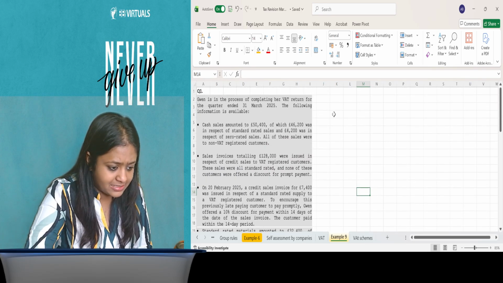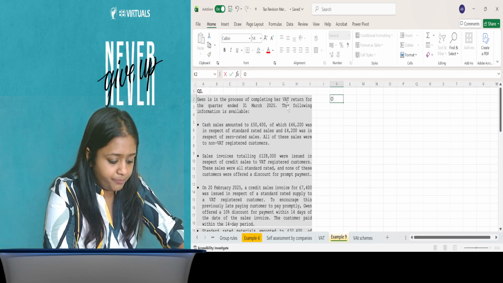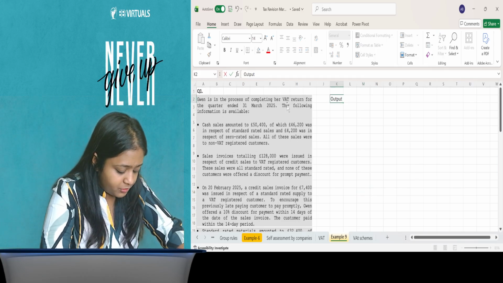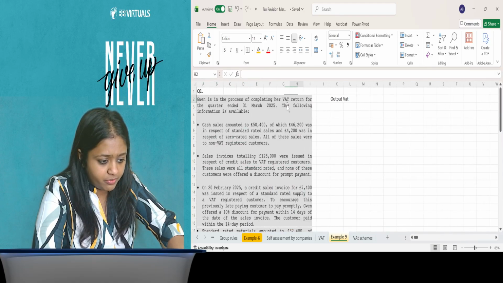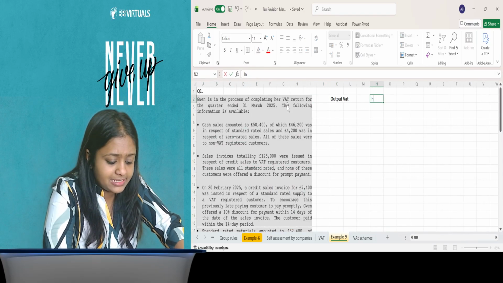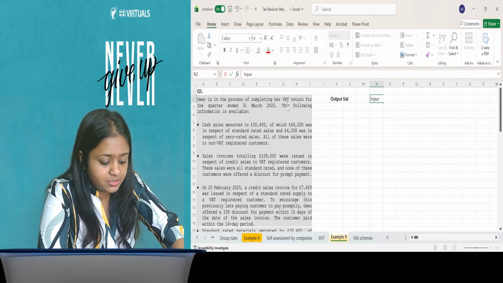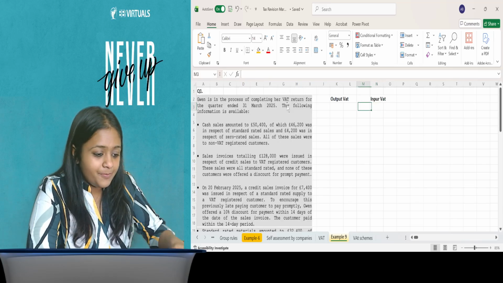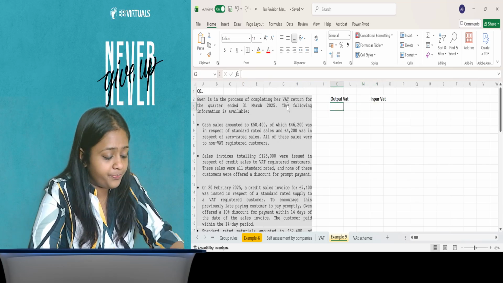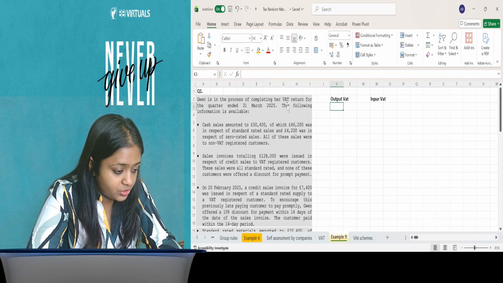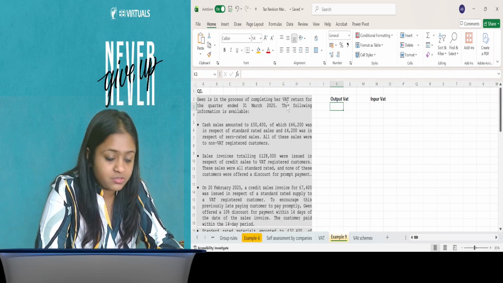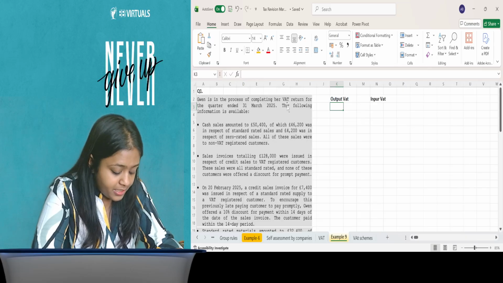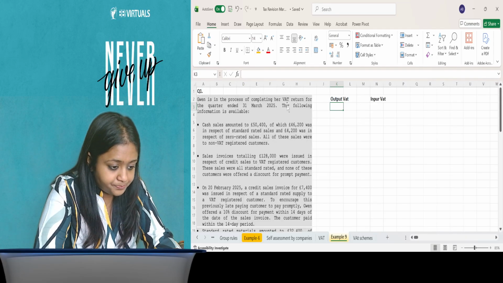So let's calculate output VAT on one side and then I will calculate input VAT. Okay, this is output VAT. My bad, sorry, and this is input VAT. Yes, all of you, second last question actually. Okay, so output VAT first. We have a cash sale which is given to you here, 50,400, of which 46,200 was in respect of standard rated sales. Of course on zero rated we don't have tax applicable, so we'll have it on standard rated sales.